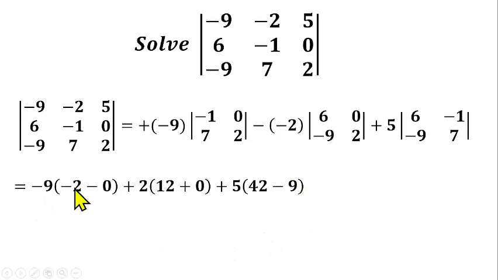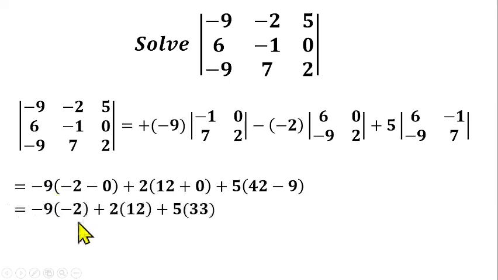So if you simplify further, we have minus 2 minus 0, that gives us a minus 2 times minus 9 rather, that gives us this. So you have 12 plus 0 is 12. You have 42 minus 9 is 33. If you open the bracket, that will give us 18 plus 24 plus 165. And if you add them together, that gives us 207 as the determinant of this matrix.